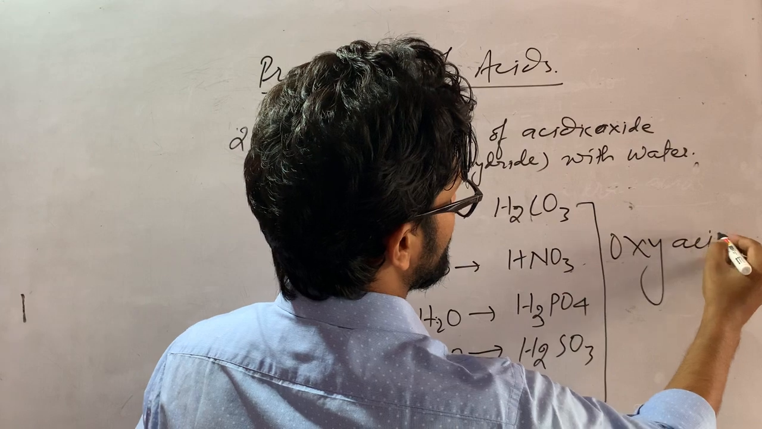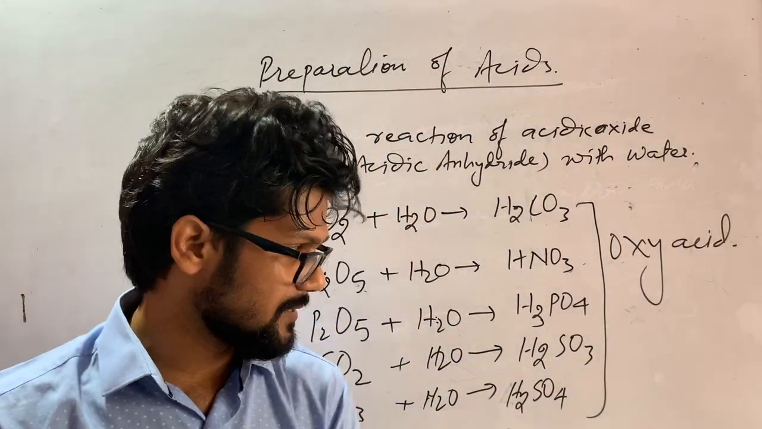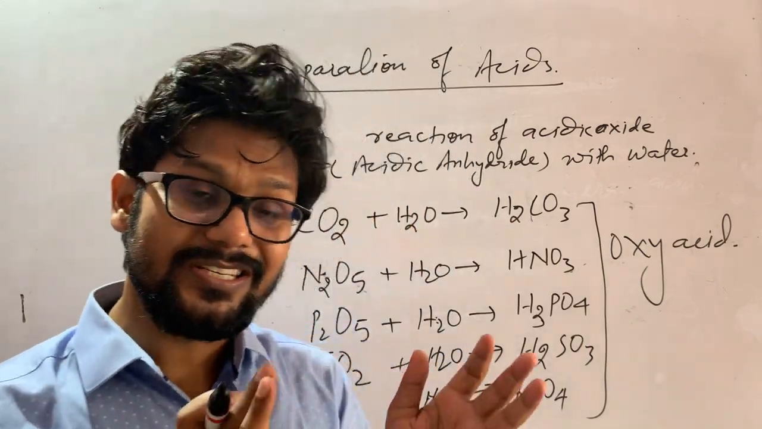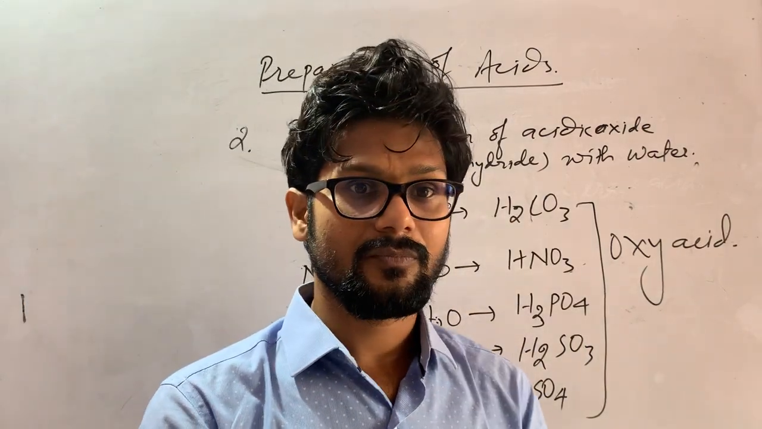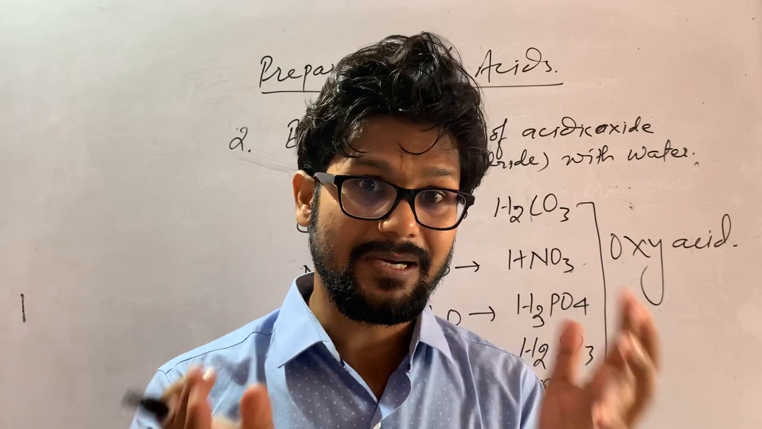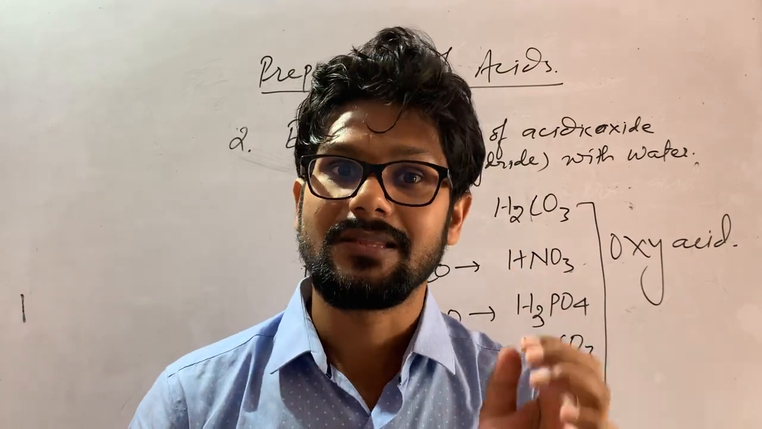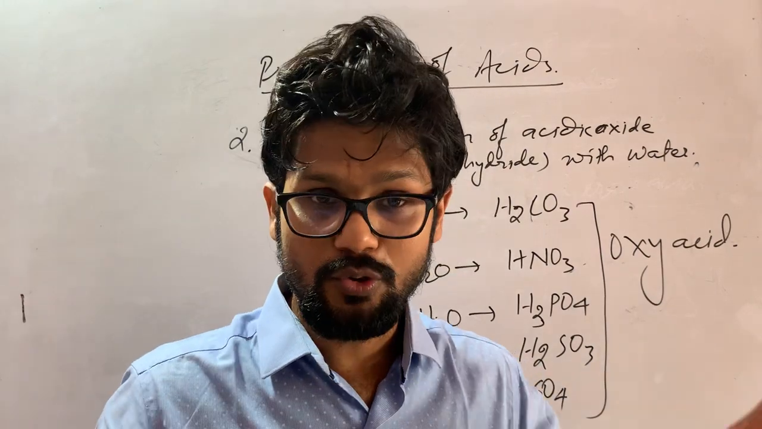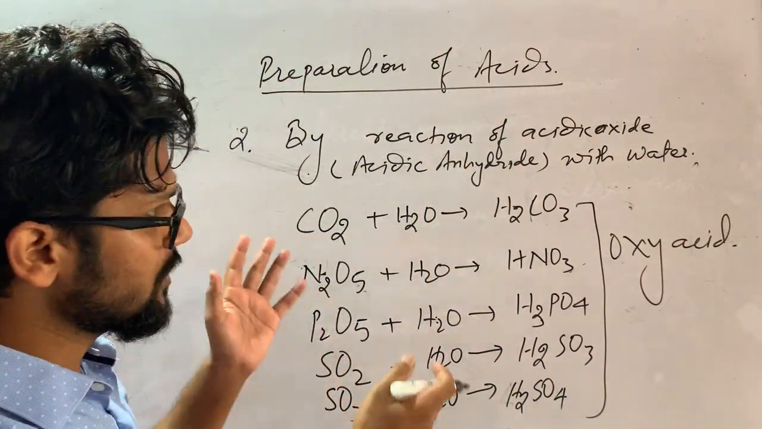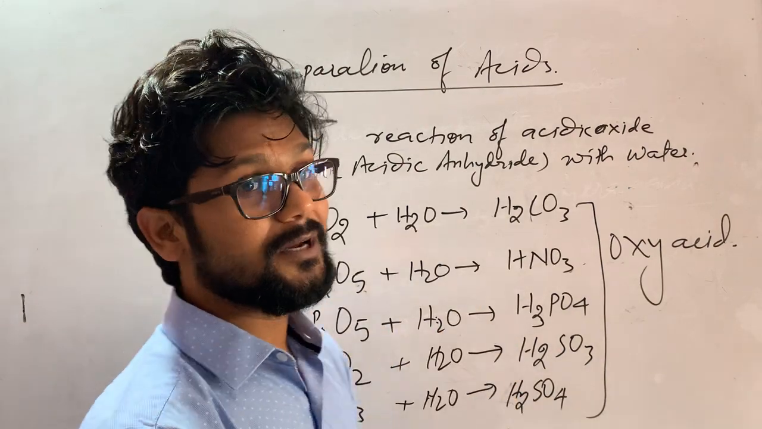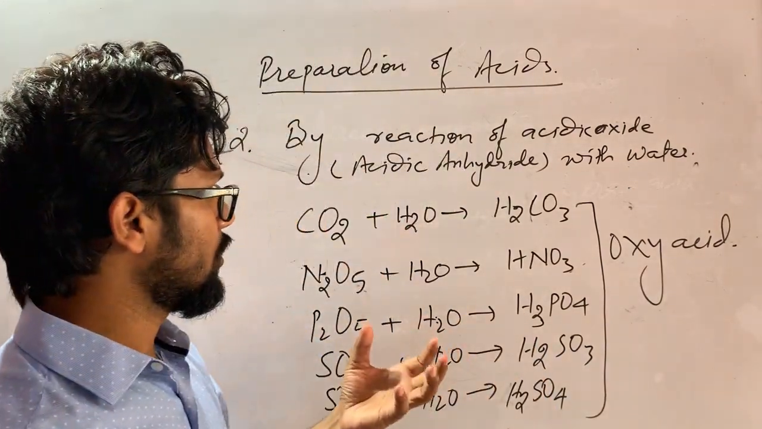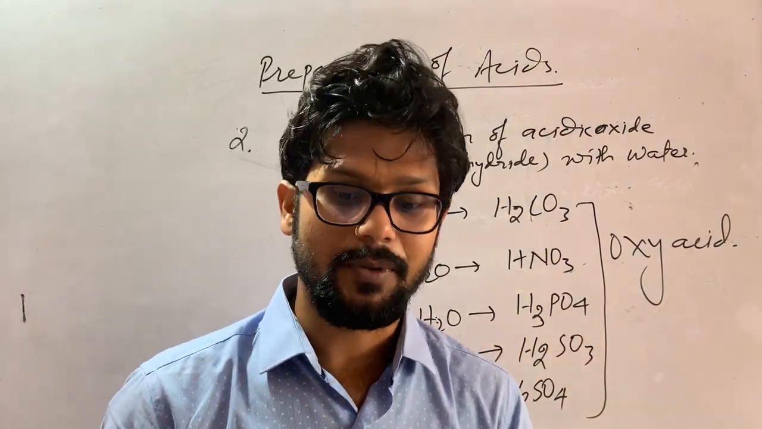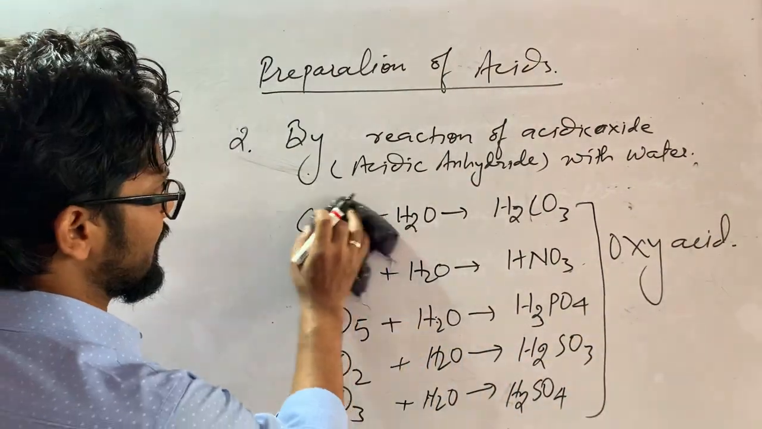A question can come: give an example of oxy acids. You can say the acid which contains oxygen along with other elements, but there must be oxygen. That type of acid is called oxy acid. You must remember these examples and how they are prepared. They are prepared by dissolving acidic oxide in water. Then oxy acid can be prepared. One more thing you have to remember here in this method.